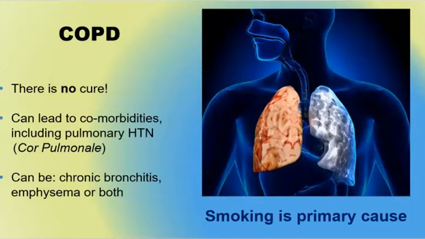So let's talk about COPD. Basically, there's no cure. Once the damage is done, the damage is done. It can lead to comorbidities, including pulmonary hypertension, and it can also lead to chronic bronchitis, emphysema, or both. And the number 1 cause of COPD is smoking. For those that need a little refresher, bronchitis is basically recurrent bouts of coughing with mucus production, and emphysema is the alveoli actually restructuring, leading to impaired gas exchange.